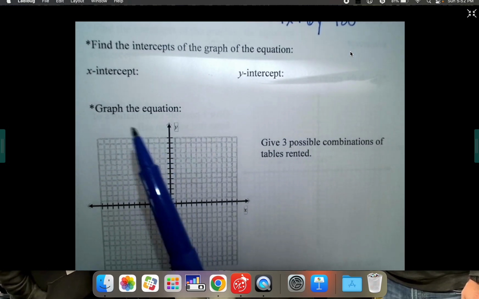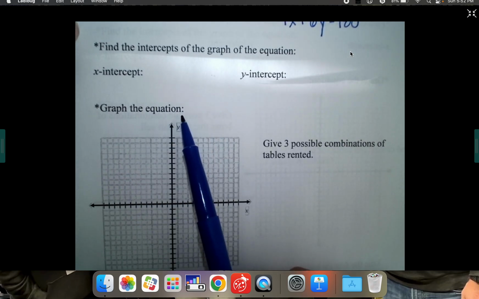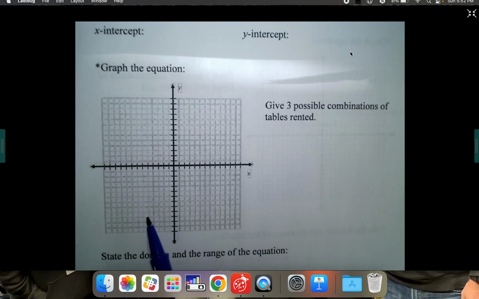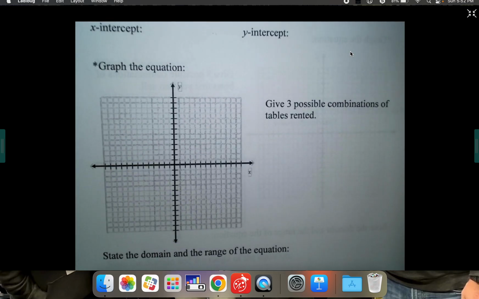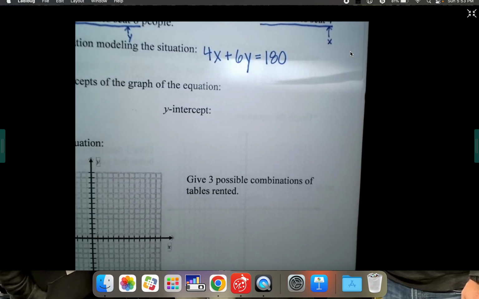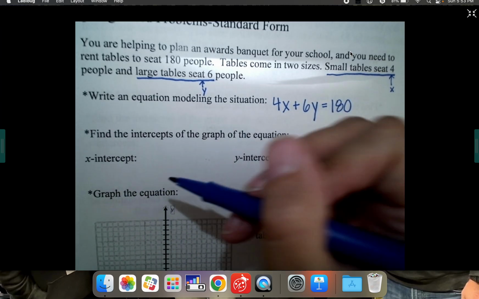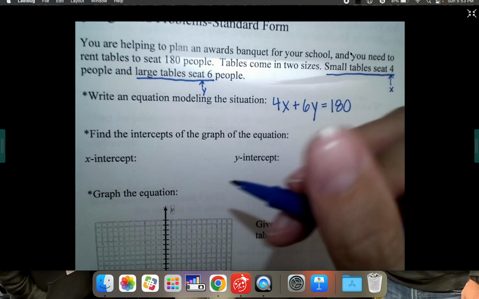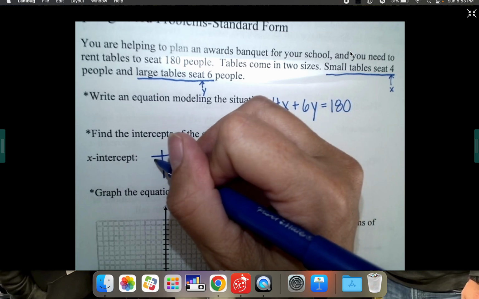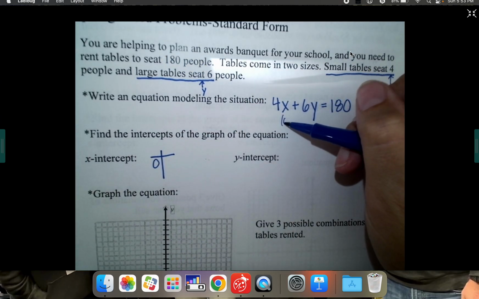So the x-intercept, let's think about that. I wonder if it might be easier to graph the equation first. So let's graph the equation. Actually no, it's going to be easier to find the intercepts first. What I want you to do is pretend that x is 0. So we're going to make a mini table, and we're going to make x 0. So if you plug in 0 for x, let's do the math.